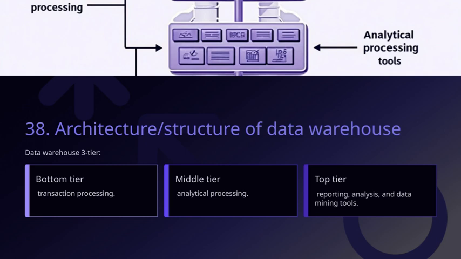Below that, at the bottom tier, is the transaction processing layer. This is where the actual data is collected and processed in real-time or batch modes. It handles the day-to-day operations and ensures data integrity before it moves up into the warehouse. Finally, all of these layers sit on the data warehouse itself, which forms the foundation of the entire structure. The data warehouse consolidates data from various sources, organized in a way that supports efficient querying and analysis.